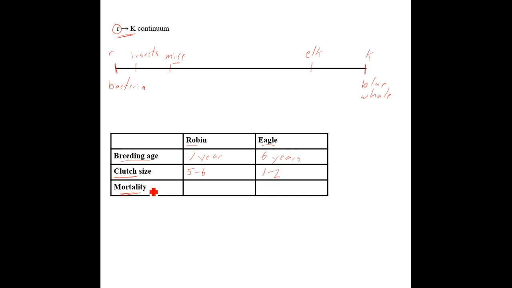Mortality is the percentage that die. So a year after, how many are still around, or how many die in this case. So in the robins, what is the mortality? What percentage die? Somewhere around 78% is the number that I came across. In the case of the eagle, well, pretty much exactly the opposite, somewhere around 12% would die, and the remaining would survive.